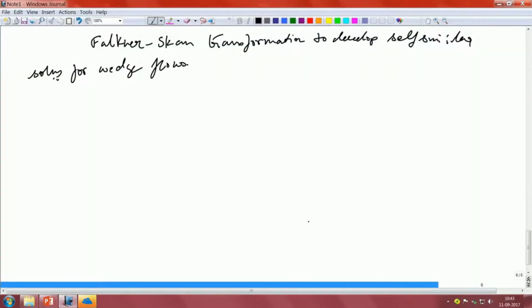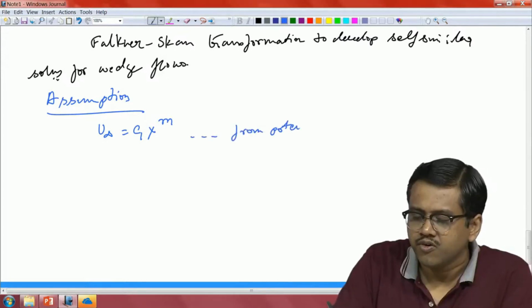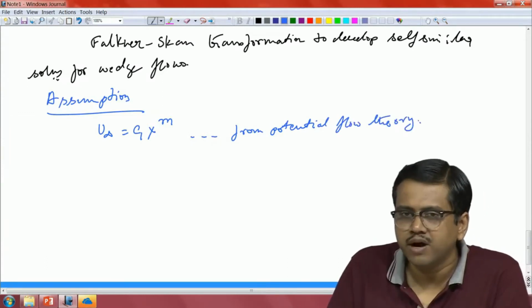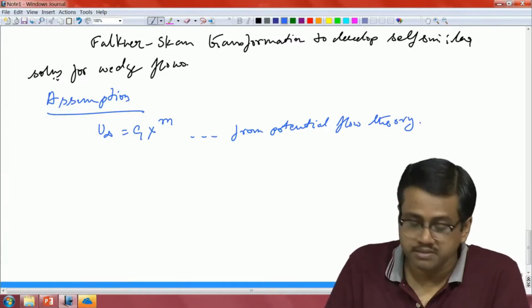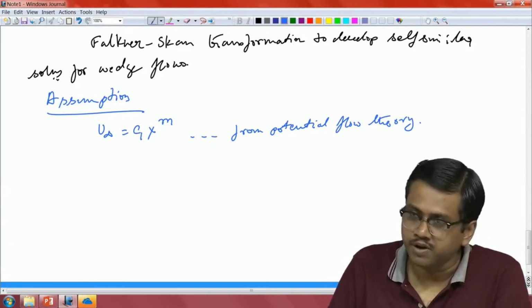So first and foremost, assumption 1: u infinity is equal to C1 x to the power of m. Where does this come from? We promised that we will cover the origin of this. It basically comes from the potential flow theory. Outside the boundary layer, the potential flow theory dictates that u infinity should be equal to C1 x to the power of m.